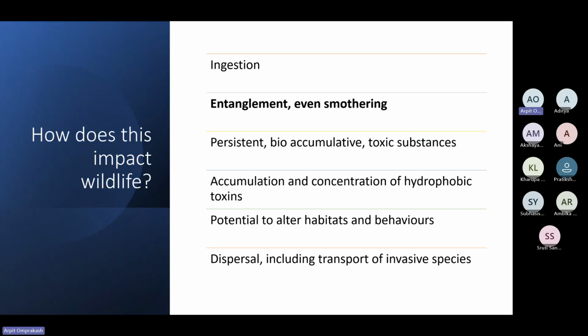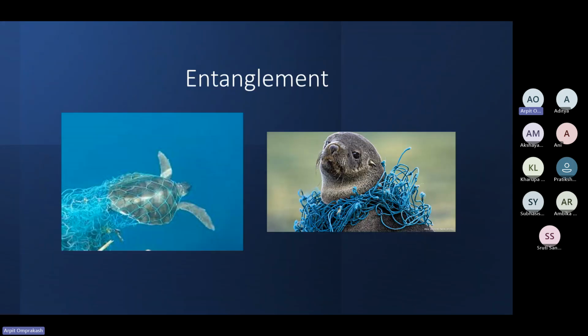The second thing that can happen is entanglement, which might even lead to smothering. So, for example, animals such as turtles and seals get entangled in nets. Generally, this is the problem with ghost nets, which are present in the ocean but not actively used. These generally entangle animals, and they're unable to get out or move. If there's a predator around or if they are not able to move and find food, they eventually die.